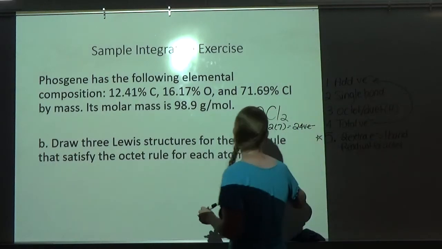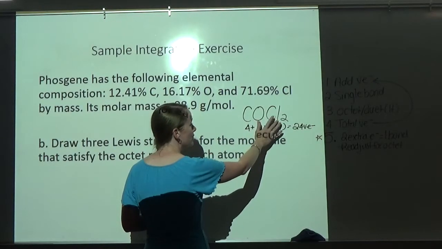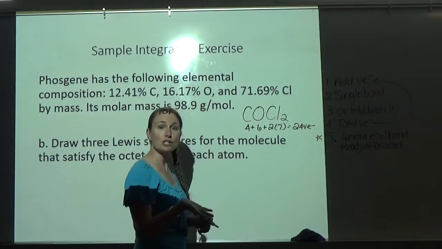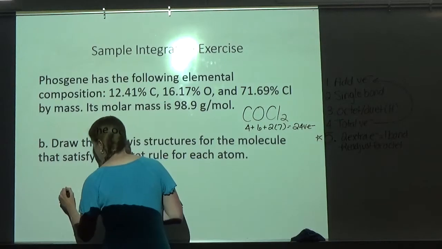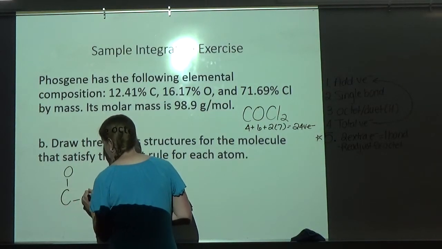Step 2 is single bond everybody. So I'll go ahead and tell you this one. I would tell you how to set up. Your O and your 2 Cl's are going to bond to carbon. So carbon's going to be in the middle. So I'm just going to do it like this. I'm going to do my O going up and my Cl's going across.